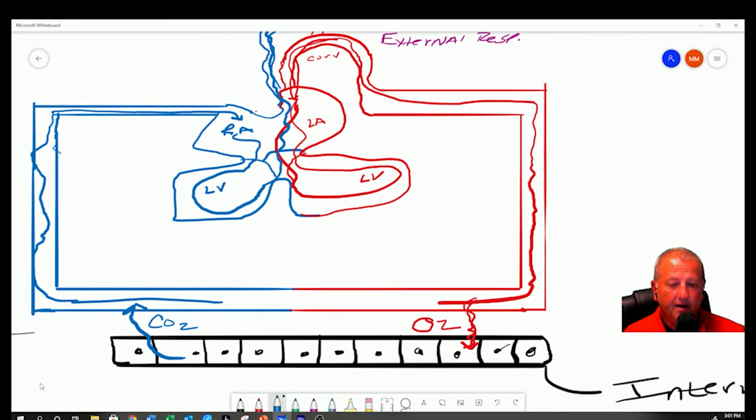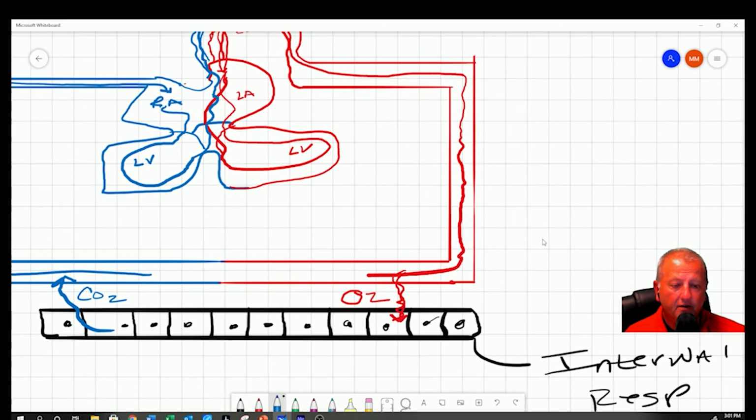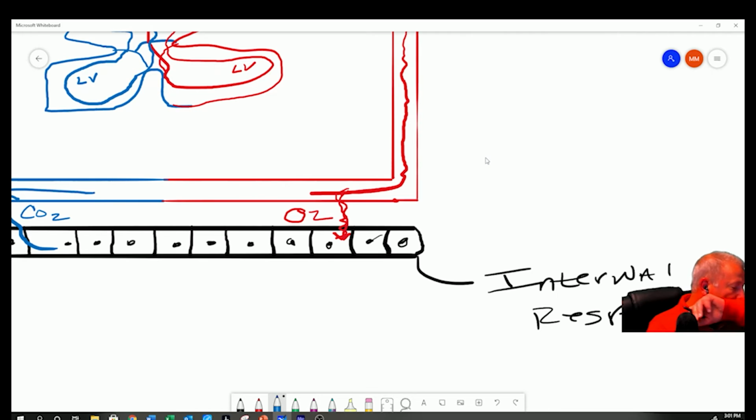This is called, down here at the bottom, feeding the cells, internal respiration. Okay, internal respiration. I think of it as just, I'm feeding the internal organs. That's it. That's breathing, guys.